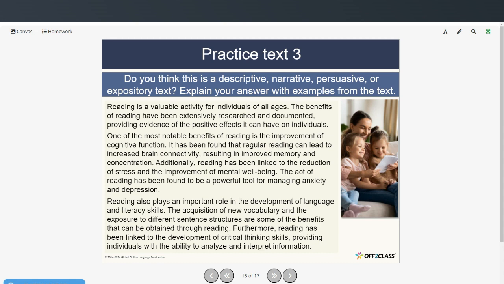Reading also plays an important role in the development of language and literacy skills. The acquisition of new vocabulary and the exposure to different sentence structures are some of the benefits that can be obtained through reading. Furthermore, reading has been linked to the development of critical thinking skills, providing individuals with the ability to analyze and interpret information.